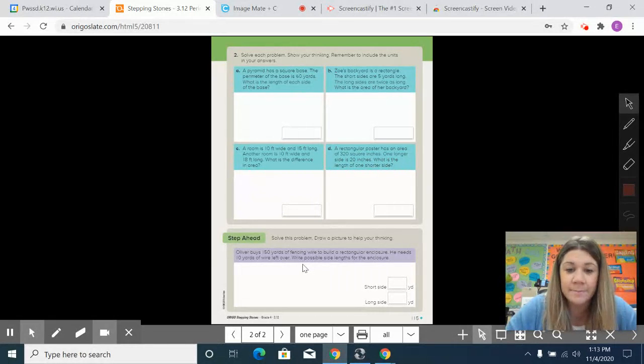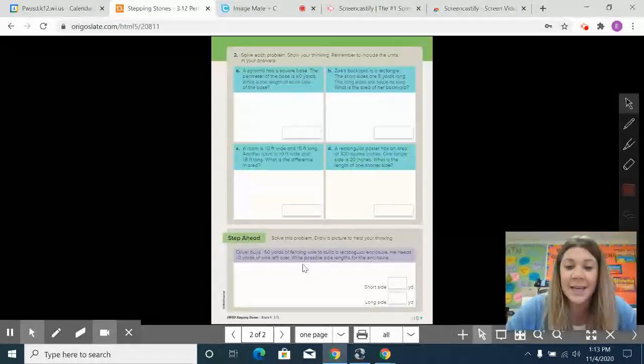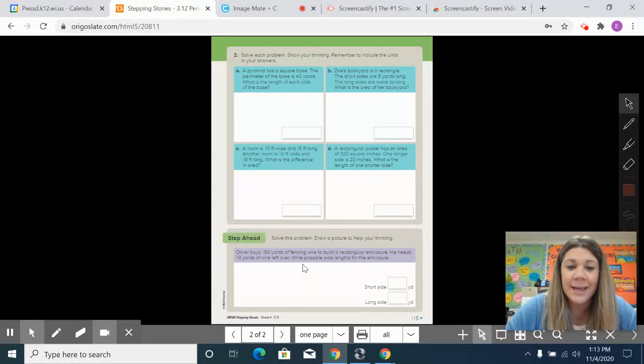The step ahead is talking about fencing wire to build a rectangular enclosure. He needs 10 yards of wire left over. So how much wire would he need? What are the specific possible side lengths for that enclosure? Draw pictures. That can really help when talking about area and perimeter since it's so visual.